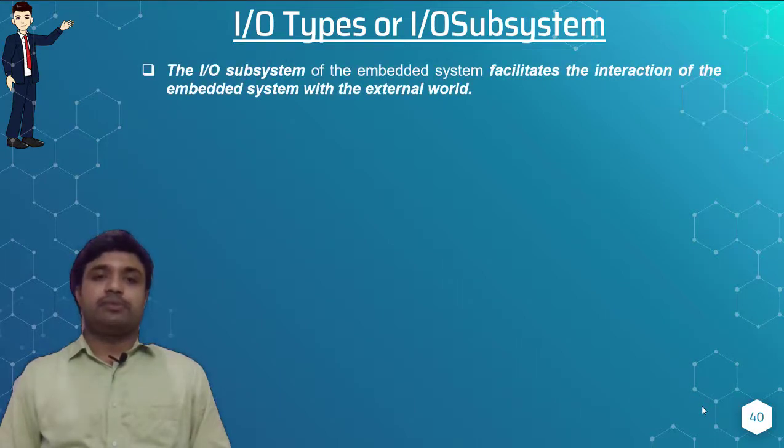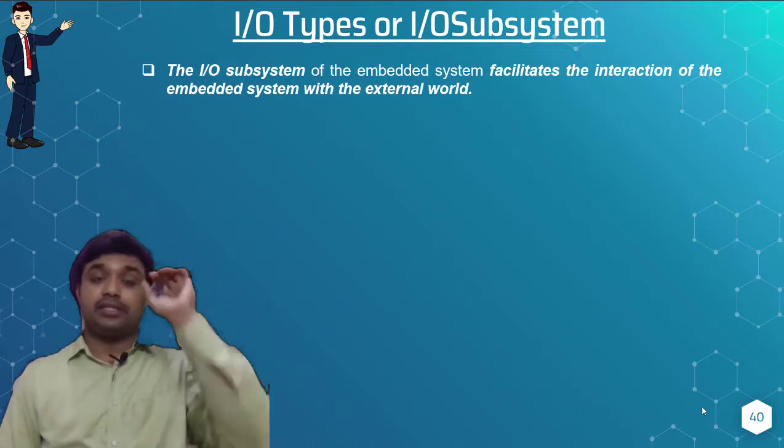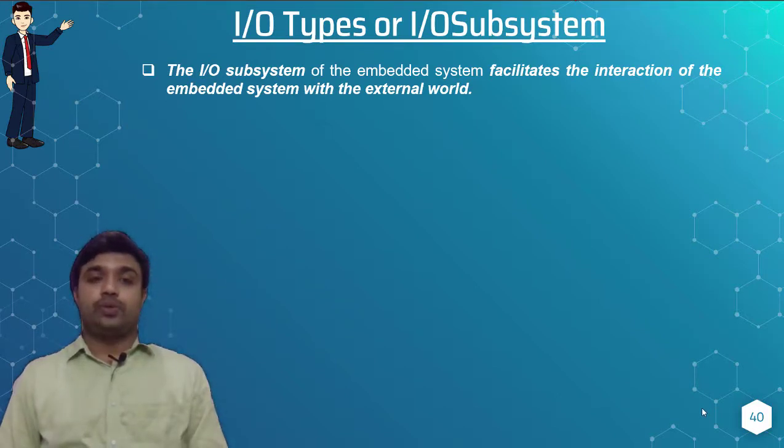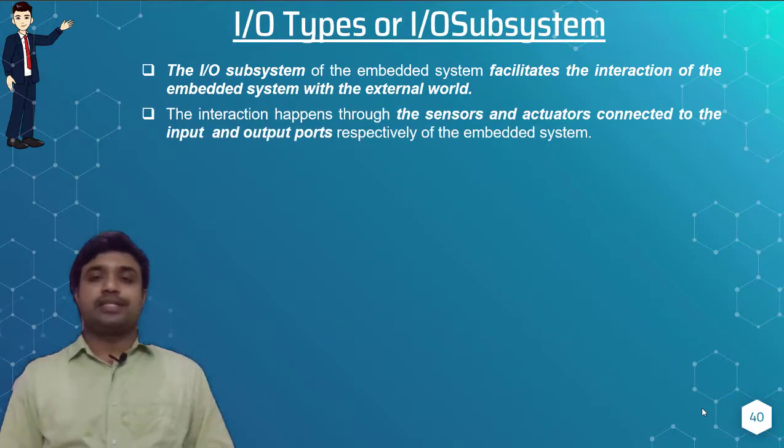The IO subsystem of the embedded system facilitates the interaction of the embedded system with the world. What it means is that a microprocessor has the advantage of interacting with the IO sections with the help of IO subsystems. The interaction happens through the sensors and actuators connected to the input and output ports, respectively, of the embedded system. It was already discussed in unit 1 that the input section of an embedded system has sensor sections, and the output section has the actuator sections.